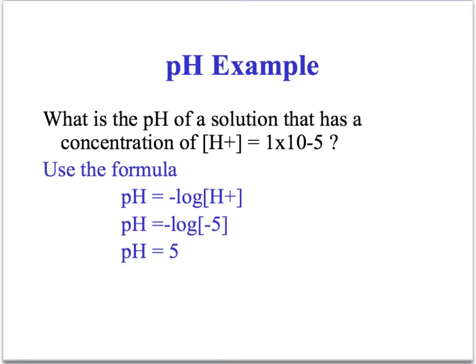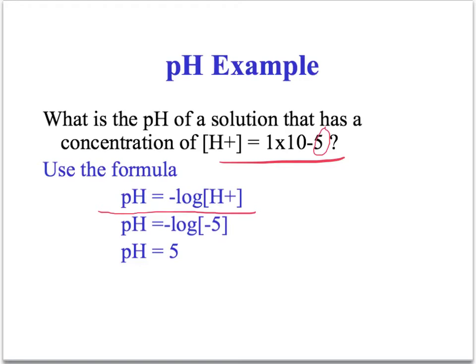Here's an example of calculating the pH when we have a hydrogen ion concentration of 1 times 10 to the negative fifth. We plug it into our formula of pH equals the negative log of the hydrogen ion concentration. So we have pH equals negative log of 10 to the -5, so the pH is 5. It's pretty easy to calculate the pH when you have 1 times 10 to a number. It's always going to be whatever the exponent is. So in this case it's 5.